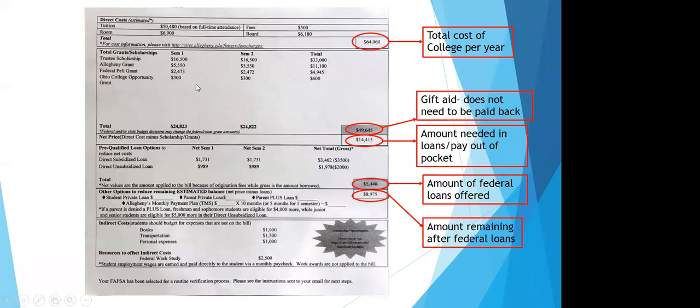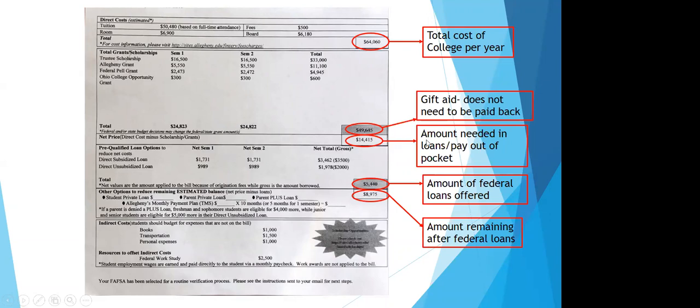You'll also see that most often schools are breaking it down per semester. Most of the time you're going to see pretty similar amounts per semester, but I like that this school also does a total. So you can just look at this total column and see that this student has received $49,645 in gift aid that does not need to be paid back. At that point, you take the 64,000 number, minus the 49,000 number, and you're left with $14,415.